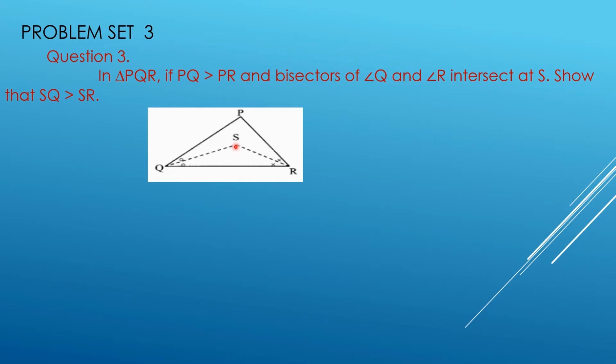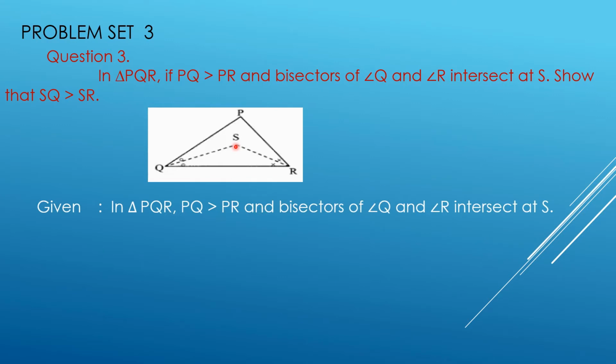First we have to write what is given in the question. Given in triangle PQR, PQ greater than PR and the bisectors of angle Q and angle R intersect at point S. And next step, what we have to prove? To prove SQ greater than SR. And solution.